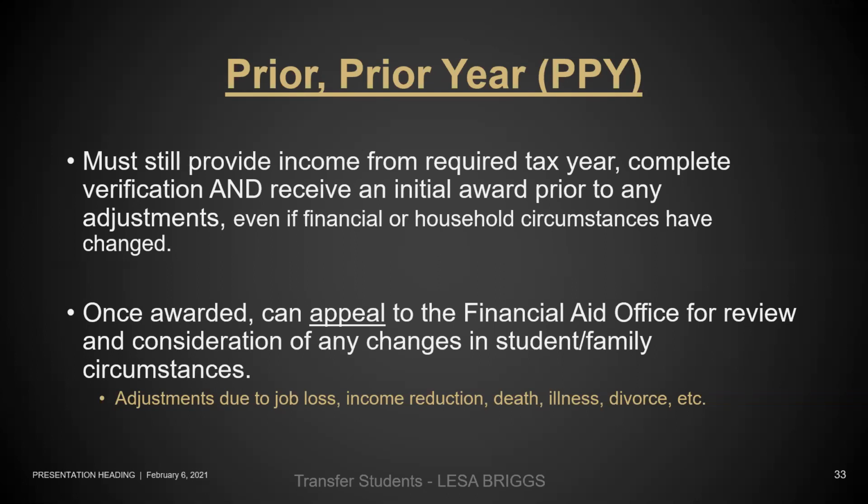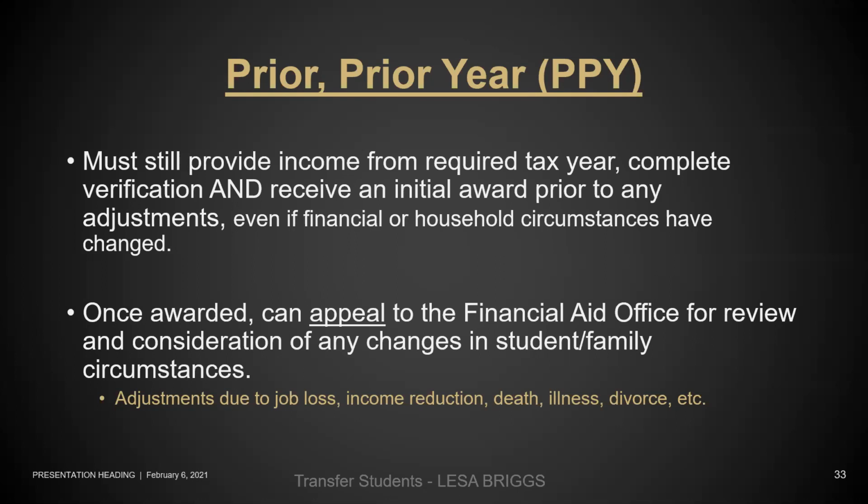If the aid is not sufficient, then that's when you would want to reach out to the financial aid office to submit an appeal for an income adjustment or a household adjustment. And those appeal forms are available on the financial aid website. So if you're having some kind of difficulty and you need additional funding, reach out to the financial aid office to submit an appeal. You basically have to explain what the circumstances are, provide any supporting documentation, and they can make those adjustments.